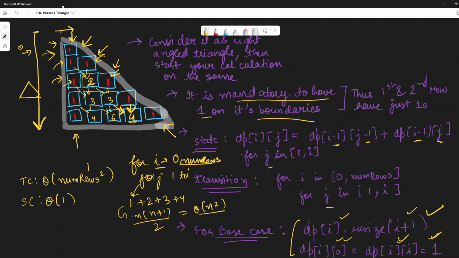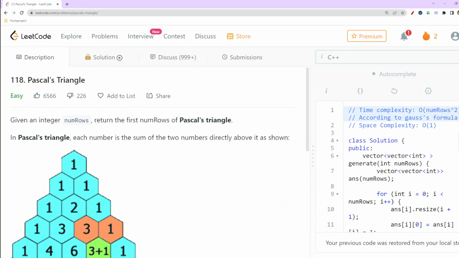Here n simply refers to numRows, and the space complexity is order of 1, because we are not using any extra space apart from the space in which we are storing our answer, because dp of I would be simply storing our answer only. So that's why we are not considering it in our auxiliary space, and our space complexity is directly order of 1. Now after this, let me walk you through the code, how we are required to code this particular solution.